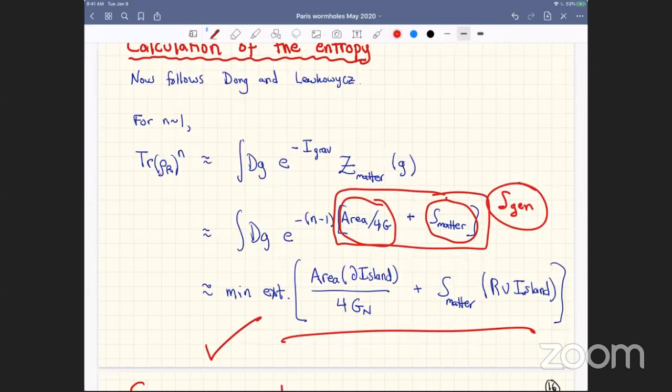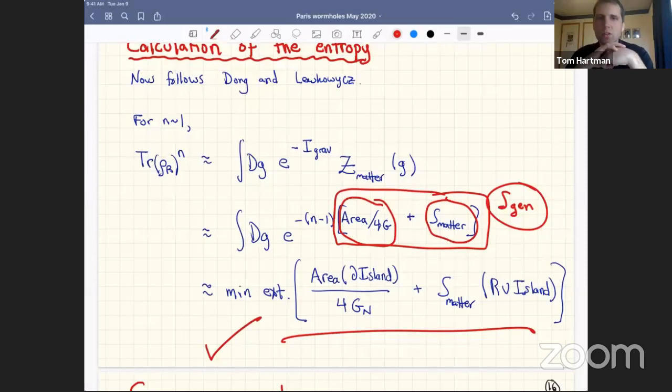And sorry, Tom, to see that the island is behind the horizon, is there a simple way to see it, or does one have to stare at the equation? There's no simple way I know of to see it. There are other situations where the island can be outside, and I don't have a good sense of how to see that.